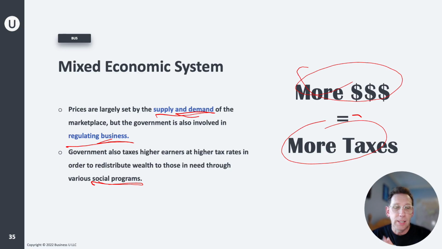All right, so that's essentially our lesson 3-4. We talked about the differences, and we compared and contrasted the four different types of economic systems. Remember, there's a traditional, there is a market, there is a central, and then there is a mixed economic system.